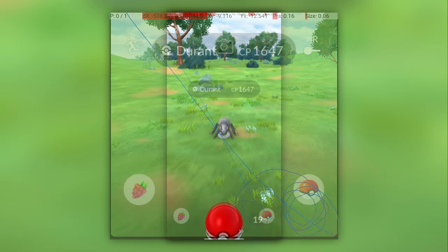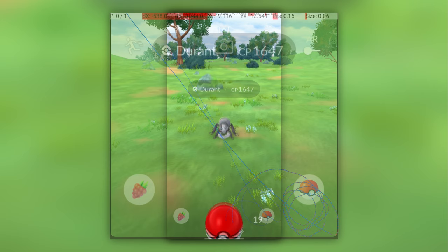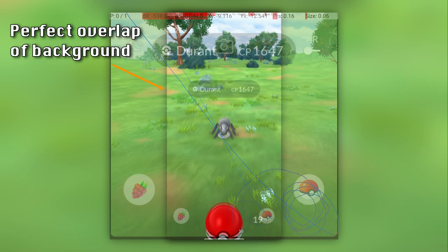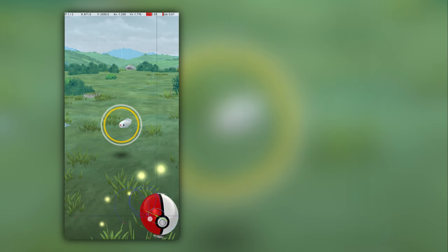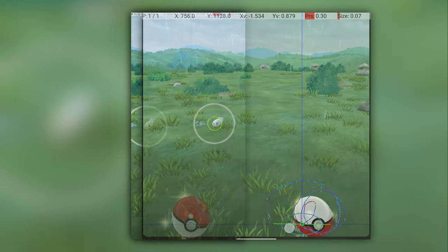Let's look at the footage. The first observation is that with a wider screen, the field of view is much larger. We are able to see more to the left and the right of the Pokemon. In fact, with screen height equalized, we see the exact same thing, but with additional space to the left and right. If the Pokemon moves to the left or right, its relative motion is much less on a wider screen.